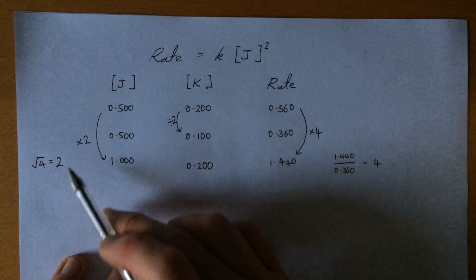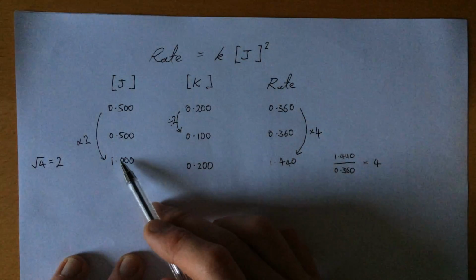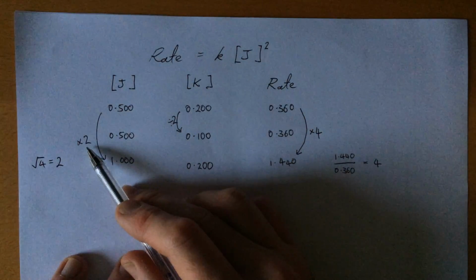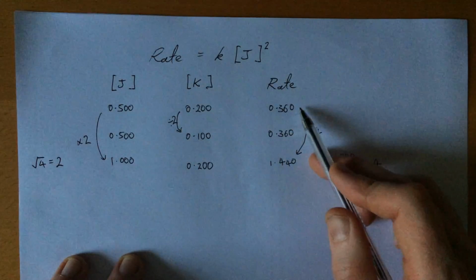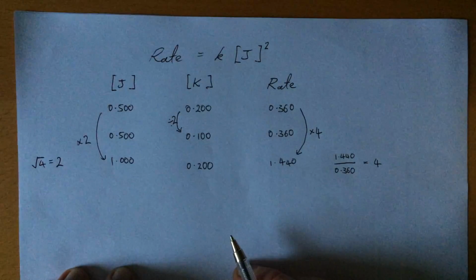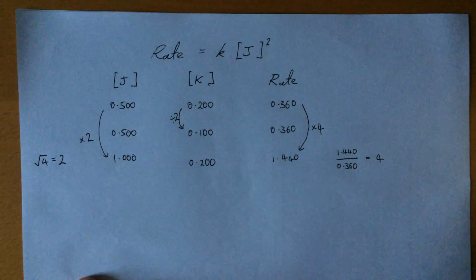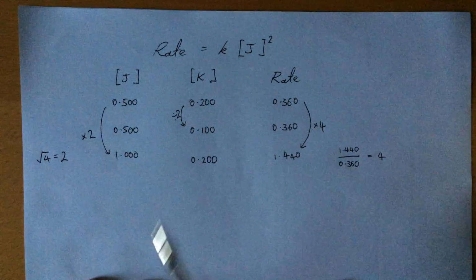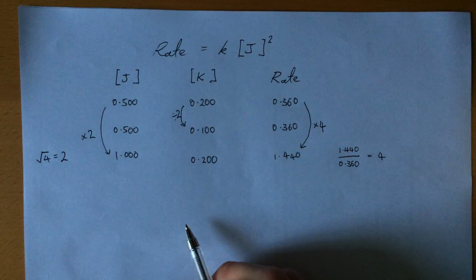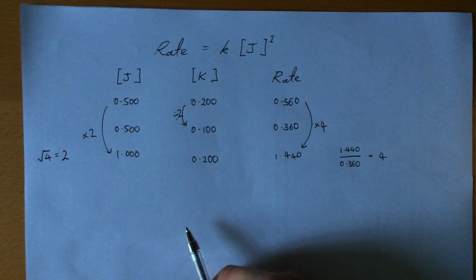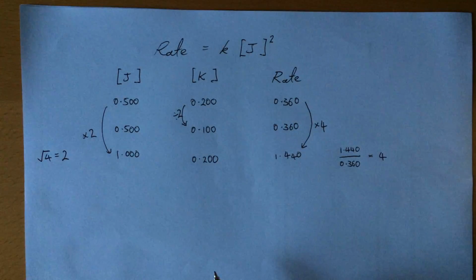Just run through that again. So the concentration of J has doubled, a factor of 2, and 2 to the power 2 is 4, so the rate increases by a factor of 4. That's how you work with second order reactants in a rate equation. So the next one that I'll run through, and then I'll leave you to do the last one on your own.